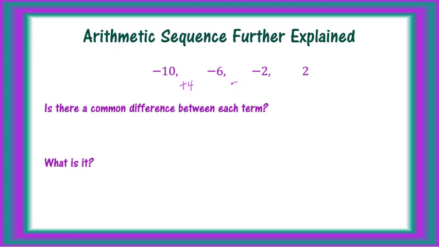So, again, here, I add 4. -6 plus 4 gives me -2. Add 4 again. -2 plus 4 is +2. Therefore, my common difference here is d equals 4, and we know 4 to be positive.